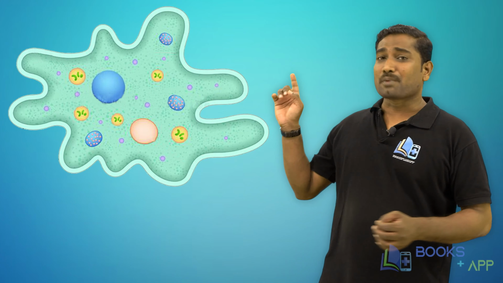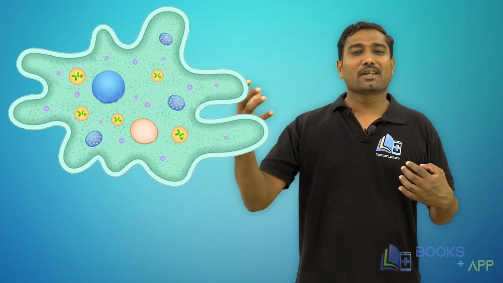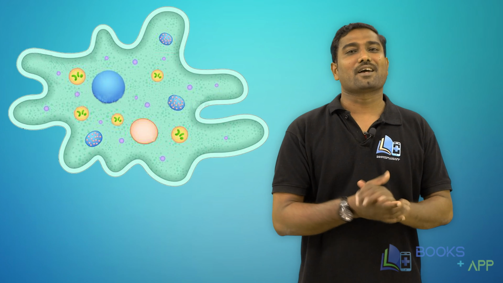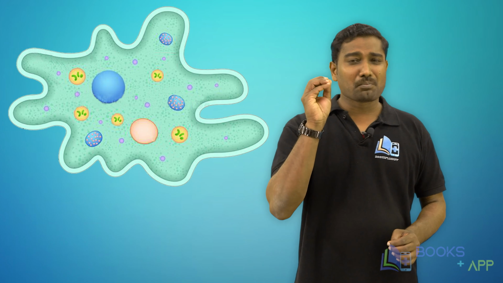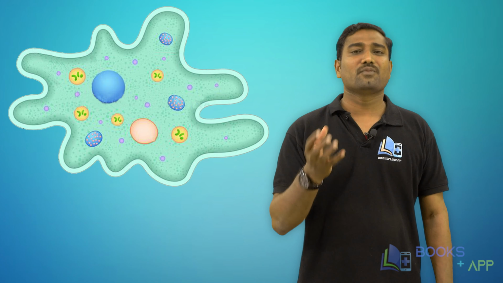Now, look at the amoeba. They are unicellular organisms. Like us, they also survive on the food they take in. There are many minute sac-like structures present inside the amoeba called food vacuoles.